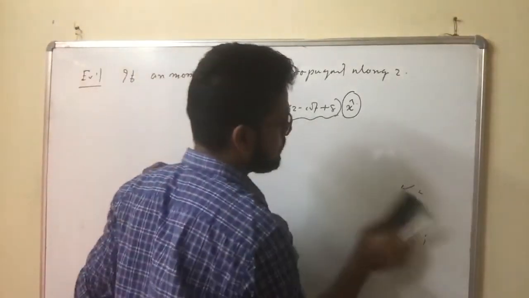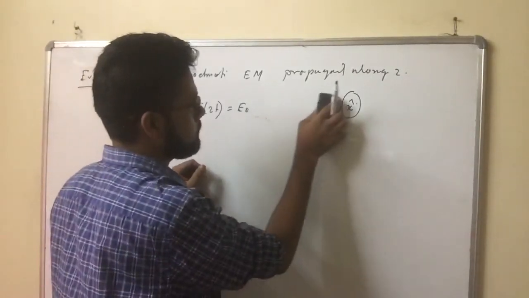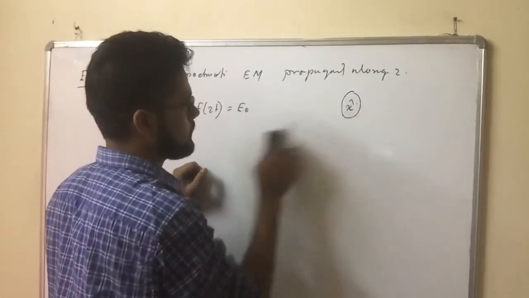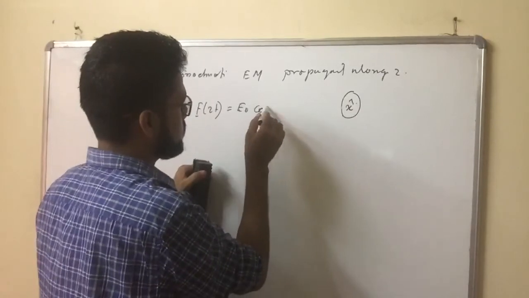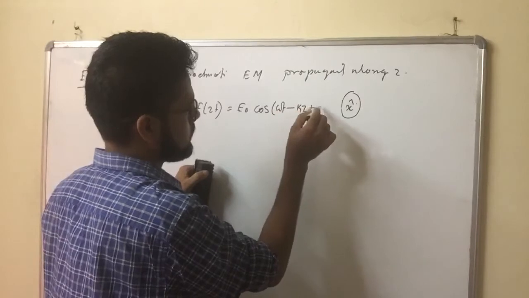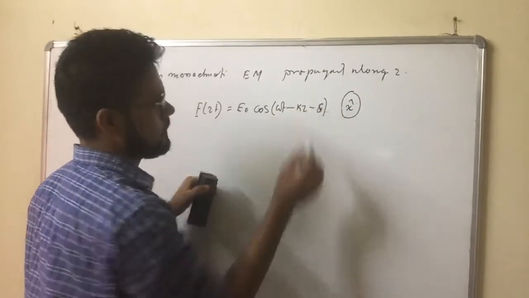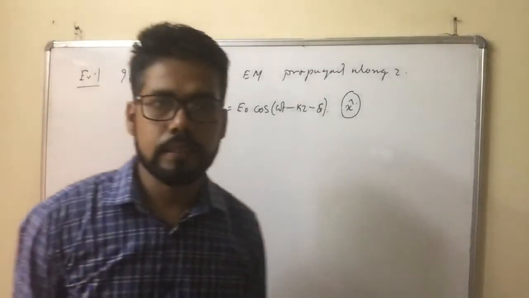Now I am giving a confusion. I am not giving this way, I am doubting this way. Changing the direction: cos(omega t minus kz plus delta), suppose, minus delta. So what is the direction here?